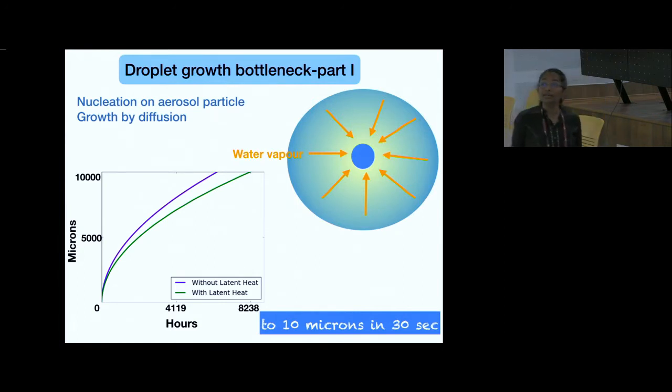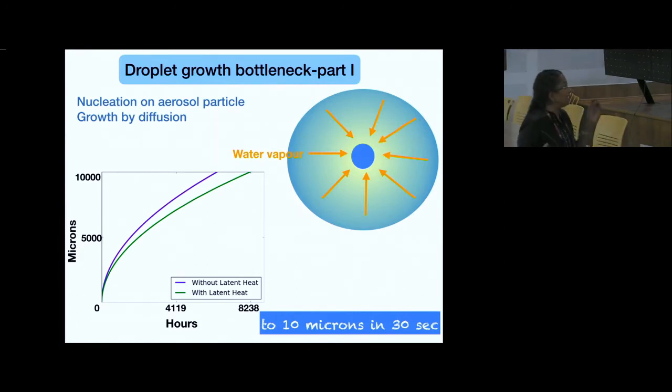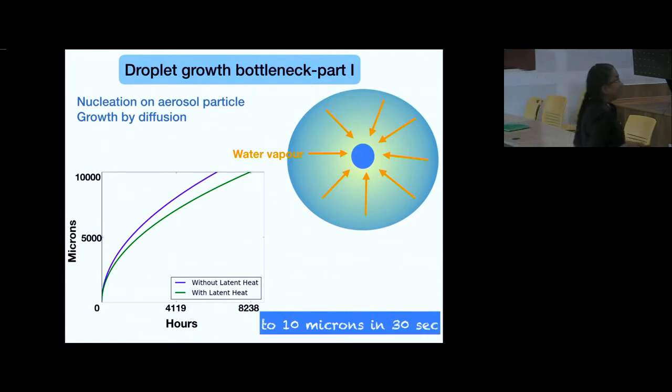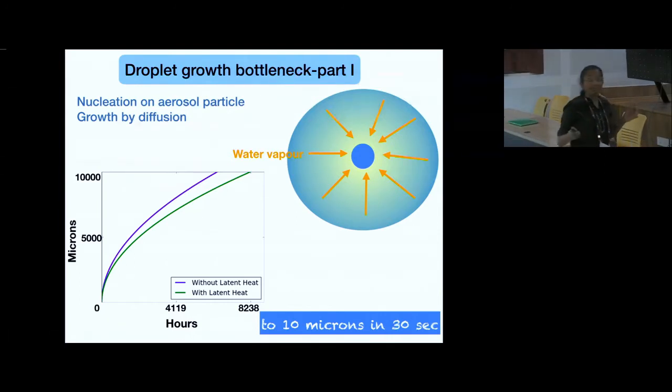Simultaneously, latent heat is given out, because every time there's condensation, latent heat is given out. So you have an increased temperature next to the droplet. So if it was slightly supersaturated before, it becomes less supersaturated now, or even subsaturated. So further condensation slows down due to this temperature change. And so you have this complex relationship between temperature, phase change, and diffusion.